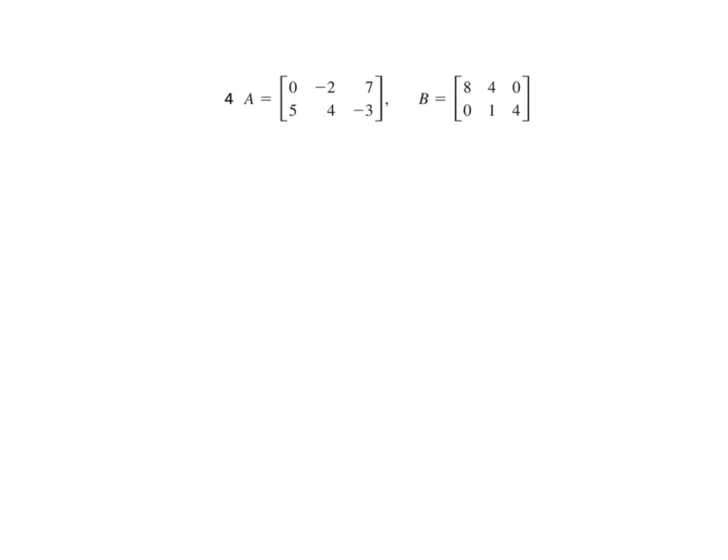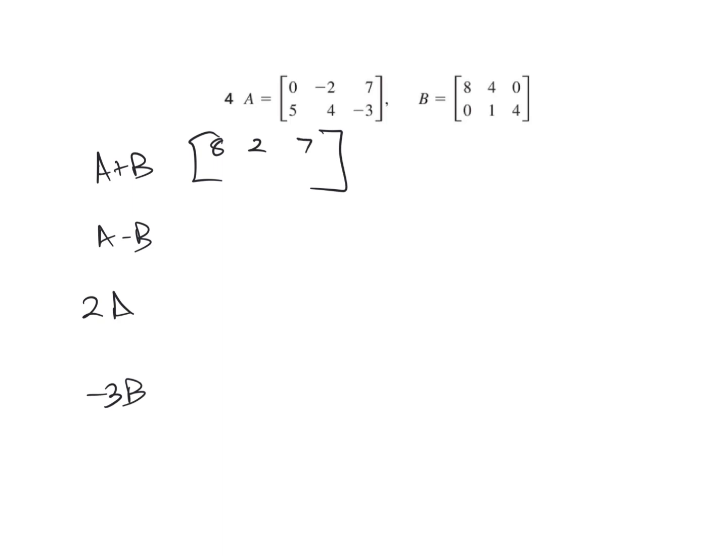All right, so we skipped to number 4. We're going to do the exact same thing again. So a plus b, we're going to do a minus b, we're going to do 2a and -3b. All right, so a plus b. Let's see if we can get this right here. 0 plus 8 is 8, -2 plus 4 is 2, and 7 plus 0 is 7. 5 plus 0 is 5, 4 plus 1 is 5, and -3 plus 4 is 1.